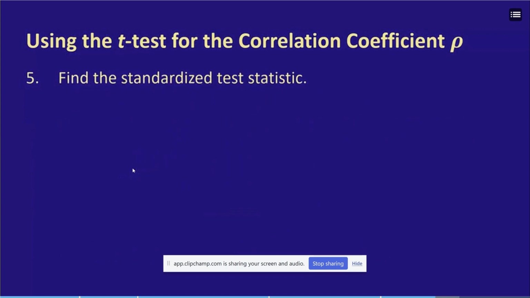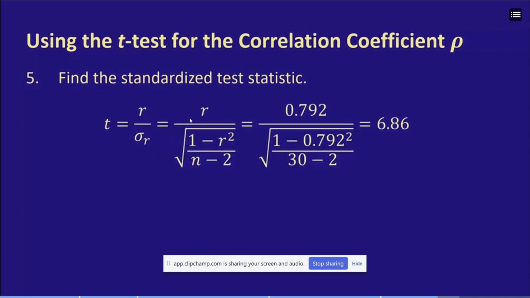The next step is to find the standardized test statistic. So now we need to go to the data and take a look at the value of r and the value of n. We're going to take the value of r, which in this problem was given as approximately 0.792, and we'll use that in the numerator. And then in the denominator, we will divide by the square root of, in the numerator, 1 minus r squared. So in this case, it's 1 minus 0.792 squared, and the denominator is going to be n minus 2, or 30 minus 2, equal to the value 6.86.